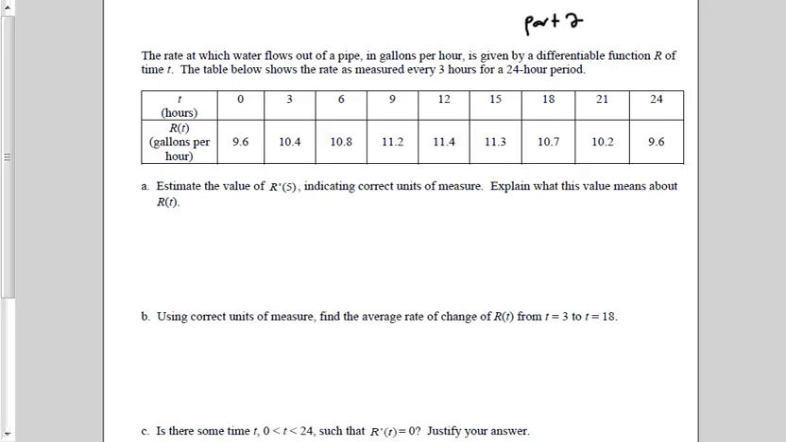The rate at which water flows out of a pipe in gallons per hour is given by a differentiable function r of time t. The table below shows the rate as measured every 3 hours for a 24-hour period. So again, we have water flowing out, and they talk about it in gallons per hour. So that's going to be some sort of rate. The question asks, estimate the value of the derivative of this function r when time equals 5, indicating correct units of measure. Explain what this value means about r of t.